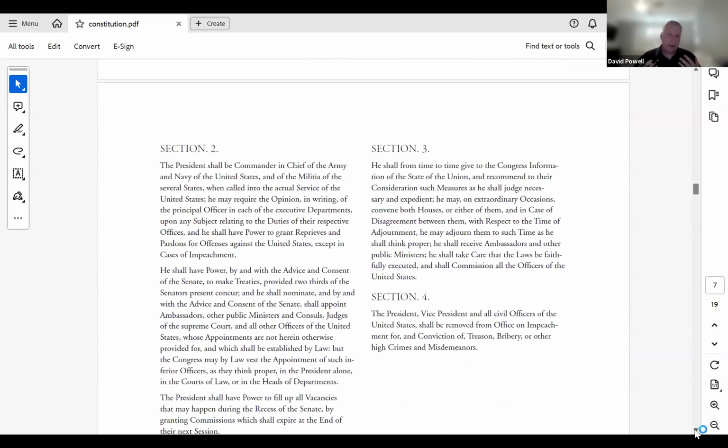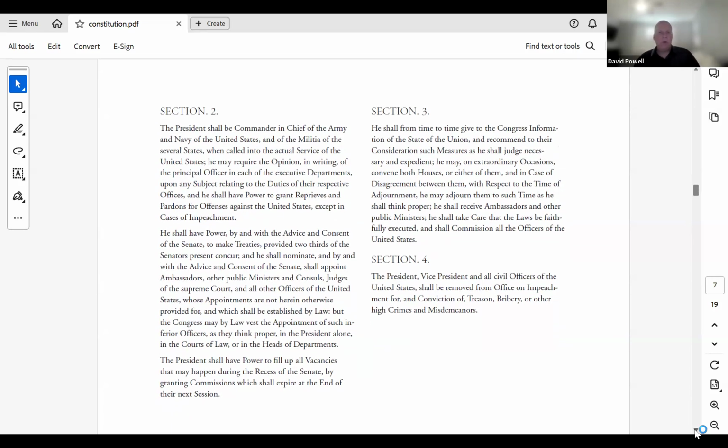Section 2 then gets into the roles and responsibilities of the president. We know the president is commander in chief of the armed forces. We know that the president can enter into treaties with the advice and consent of the Senate, which makes the president chief diplomat and chief of state. We also know that the president can appoint people to executive positions, which makes the president the chief executive. Some of those appointments are then subject to confirmation by the U.S. Senate. All those roles are constitutional roles that are provided to the president.